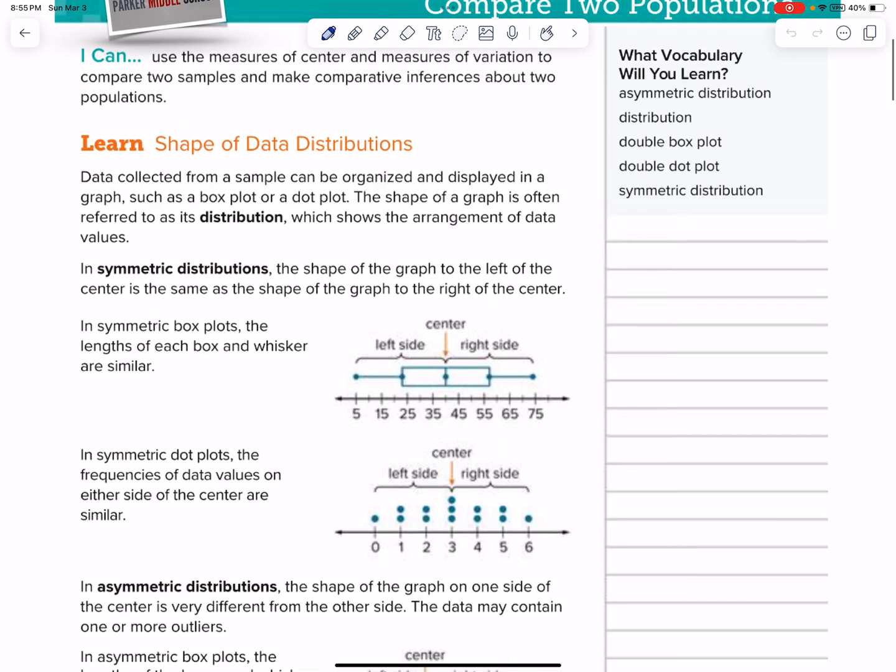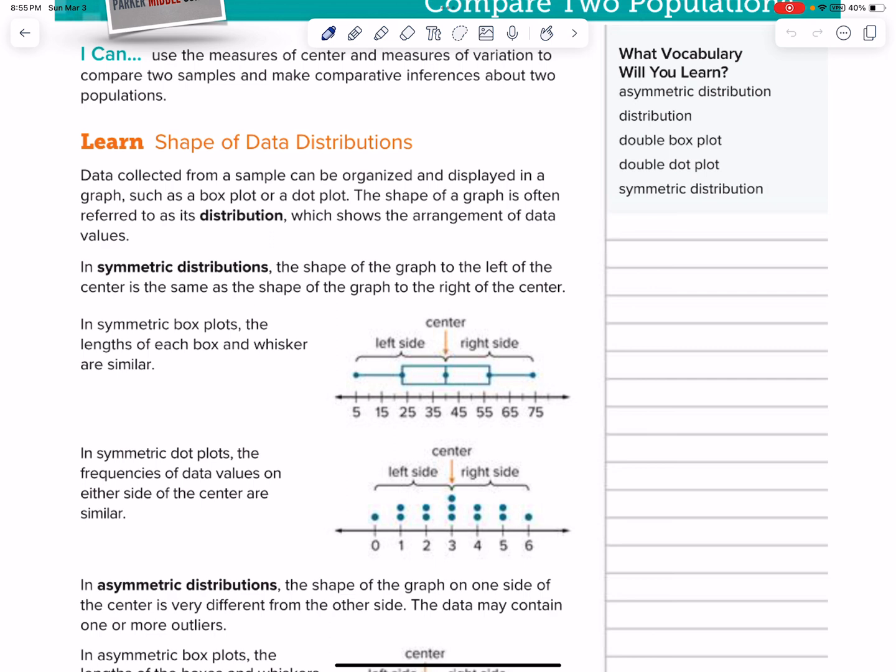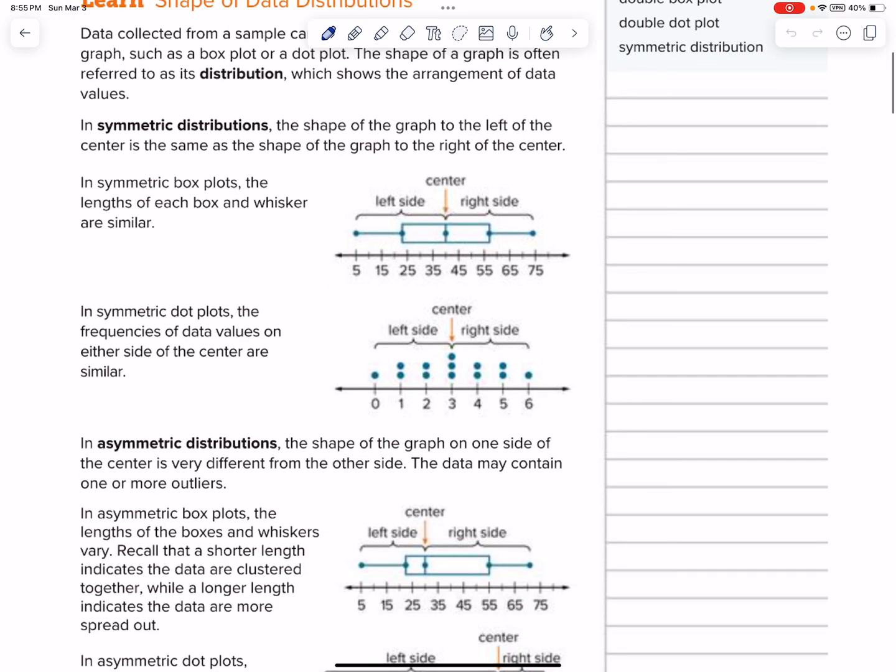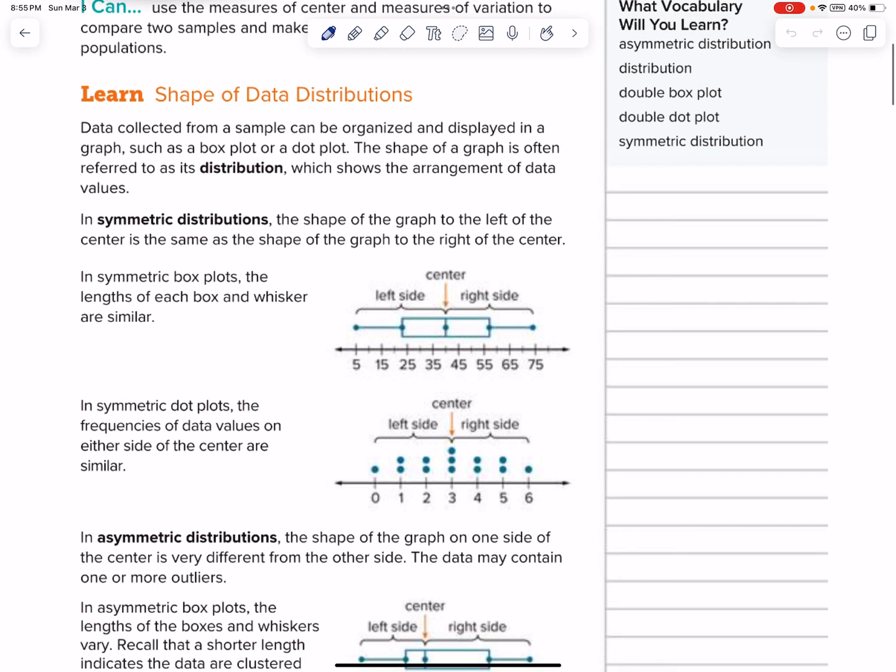Okay, so today's going to be about looking at double box plots and double dot plots and looking at whether they're symmetrical or asymmetrical, which the prefix a just means not, and understanding what we should do to interpret those things. Okay, so let me get the pointer out here.